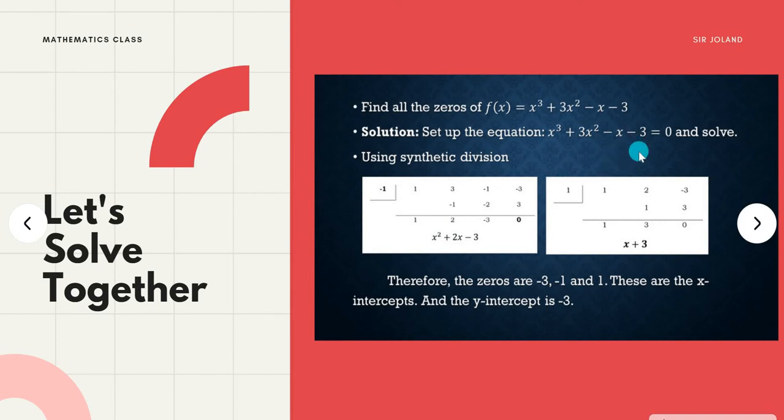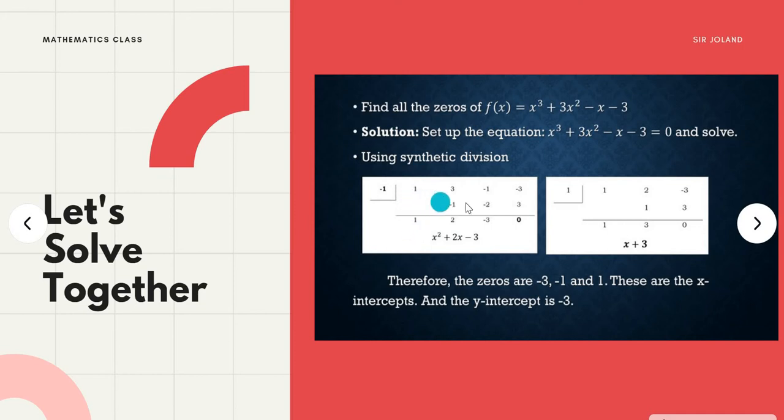So, what are the factors of negative 3? So, you have negative 1, and then you have 3. Then you have negative 3, and then you have positive 1. So, yun yung mga possible na pwede natin gamitin. So, in this, gamitin muna natin si negative 1. And then, same procedure na ginagawa natin sa synthetic division.